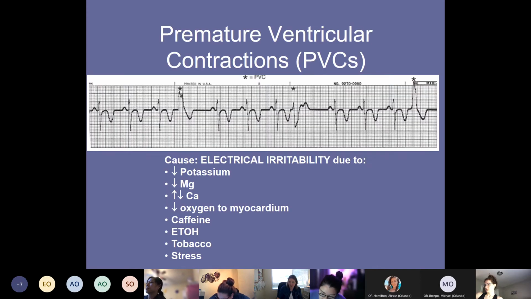All right, we went ahead and put some of this on the slide because this is very important. I know these slides required you guys to take some more notes, but you're ready for that for certain. You're about to graduate. So PVCs, here are your causes. This is another feature. It is not a rhythm on its own.